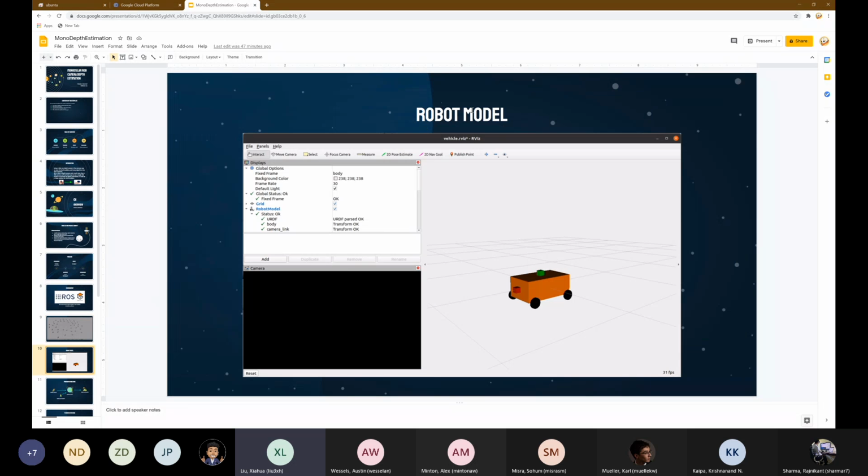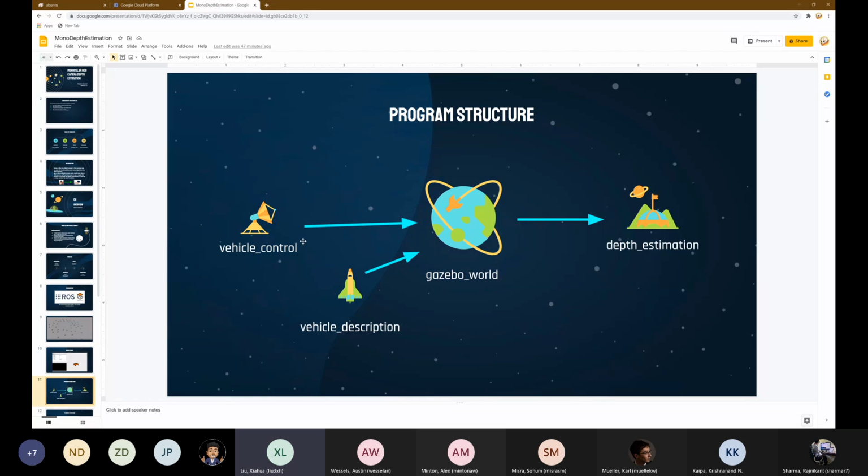And here is the robot model. It's a very simple model, just a 4-wheel cart. And this is the program structure. In order to use ROS, I designed several packages for this problem. The first part is the vehicle control part. Because this project is focusing on the sensing part, the depth sensing, I'm using open loop control.